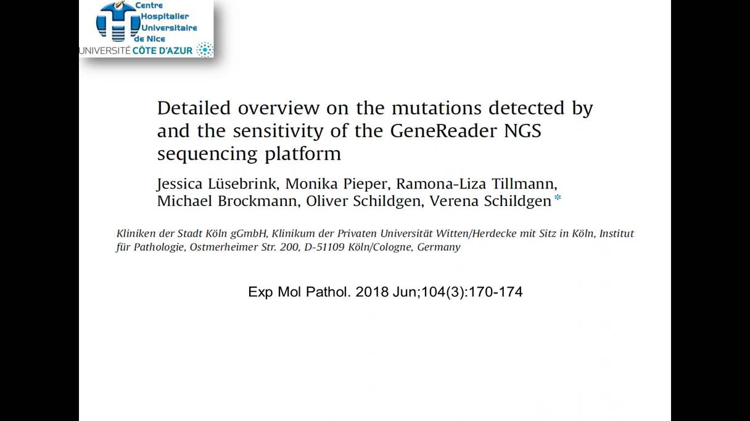If requested by the delegates of the webinar, the detailed overview of the different mutations detected by the GeneReader NGS sequencing platform is now available in this recently published paper from investigators in Cologne, Germany.